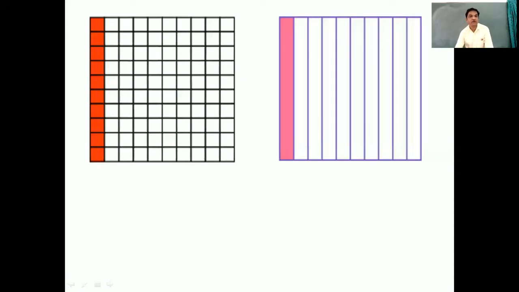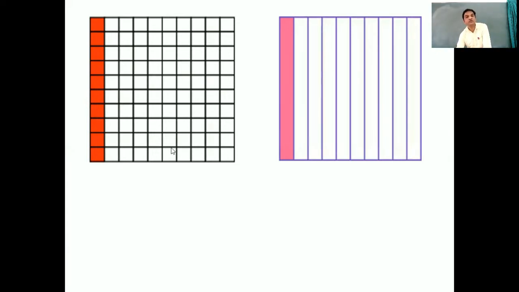So here you can see a figure. There are two squares. Both are of equal size. The first square is divided into 100 equal parts, and you'll see the second square of the same size. It is divided into 10 equal parts vertically. Now, in the first square, 10 parts out of 100 parts are shaded with red. In the second square, one part out of 10 parts is shaded with pink.